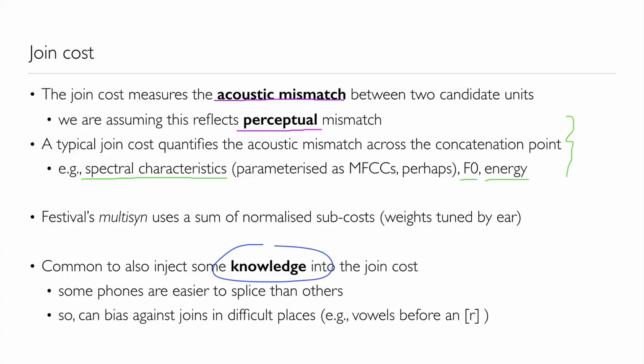We know that listeners are much more sensitive to some sorts of discontinuities than others. And a simple way of expressing that is to say that they are much more likely to notice a join in some segment types than in other segment types. For example, making joins in unvoiced fricatives is fairly straightforward. The spectral envelope doesn't have much detail. There's no pitch to have a mismatch in, and so we can quite easily splice those things together. Whereas perhaps a more complex sound, such as a liquid or a diphthong with a complex and changing spectral envelope, it's more difficult to hide the joins in those sounds. So very commonly, join costs will also include essentially some rules which express phonetic knowledge about where the joins are best placed.